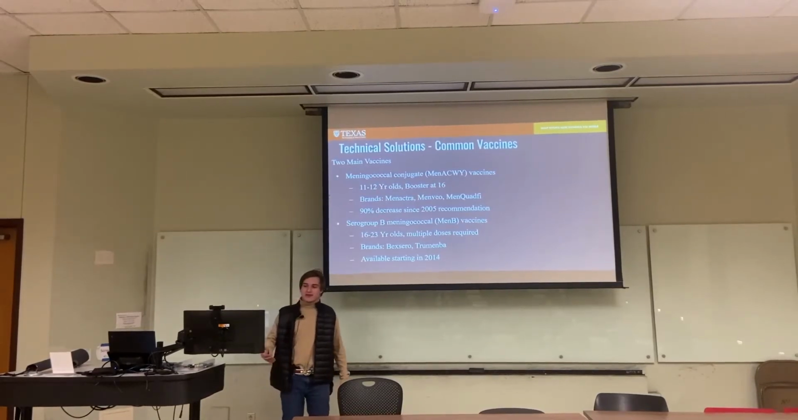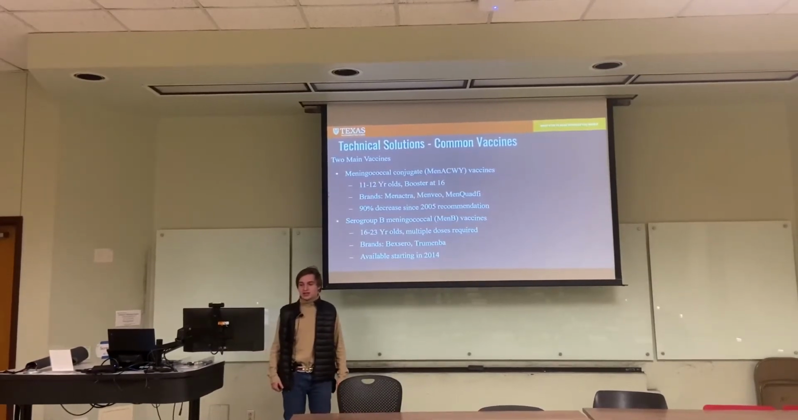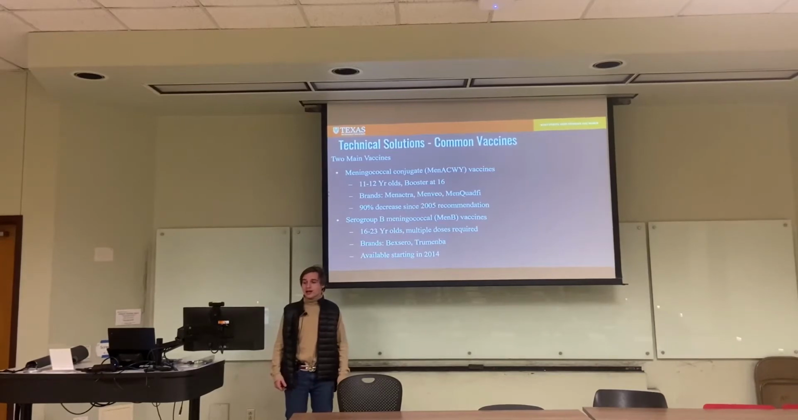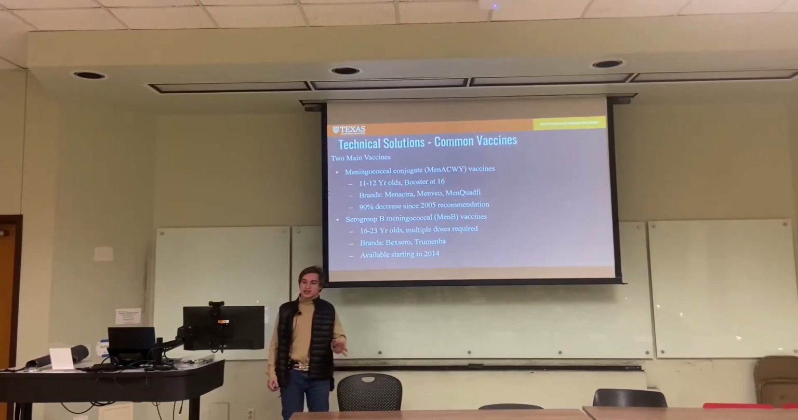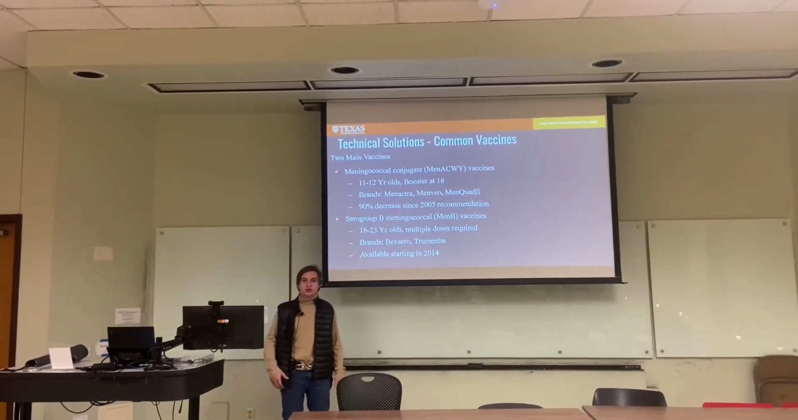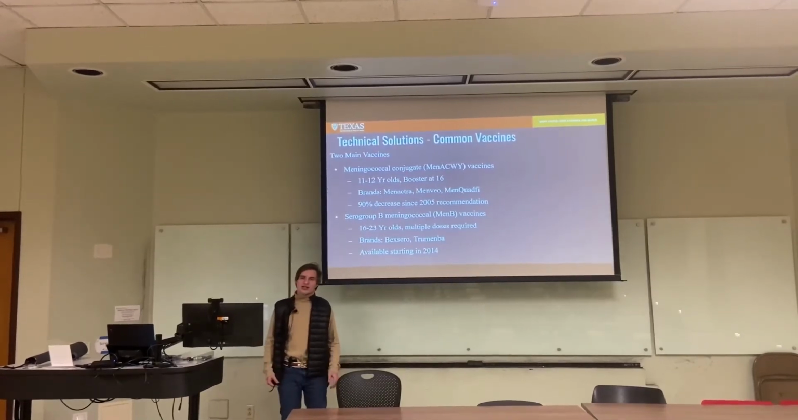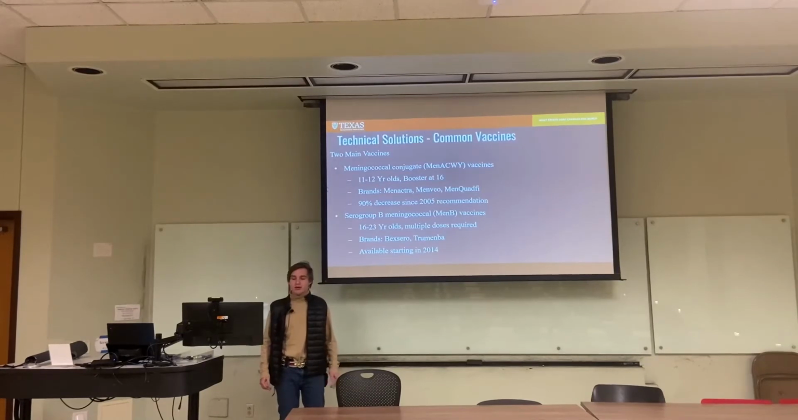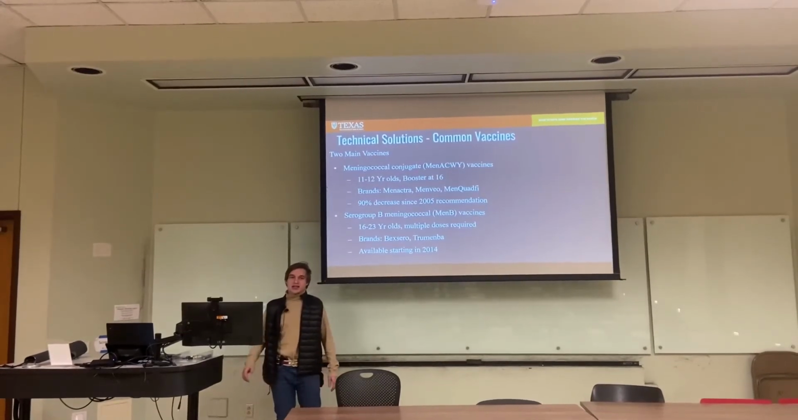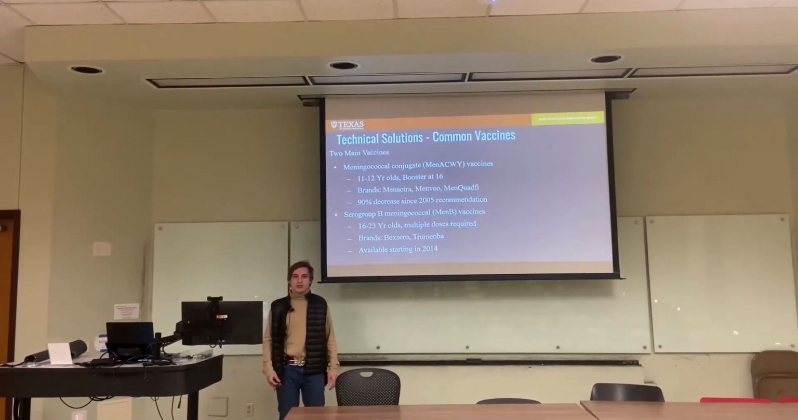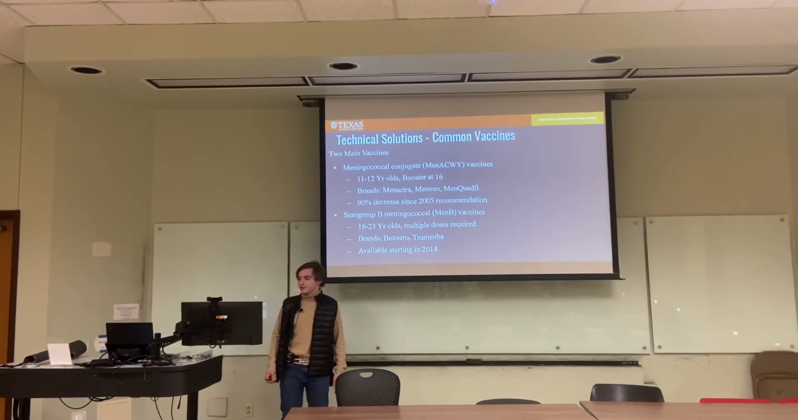And then the other main vaccine used to solve meningitis is the serogroup B meningococcal vaccines, which is administered between 16 and 23 years old and requires multiple doses, which is just coming into the doctor's office a couple of times. The brands that this includes are Bexsero and Trumenba. These popped up in 2014 when they first got approval for widespread use.